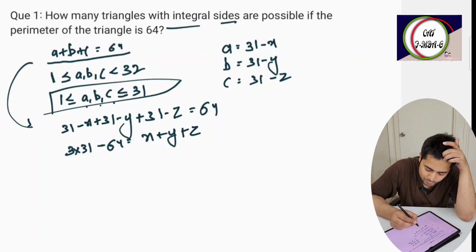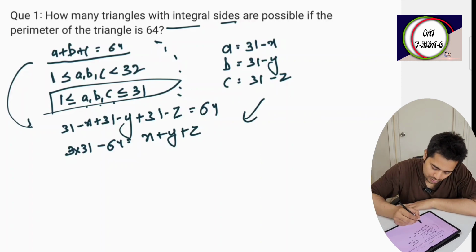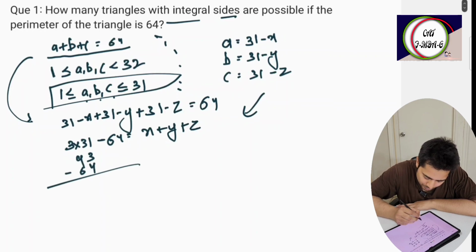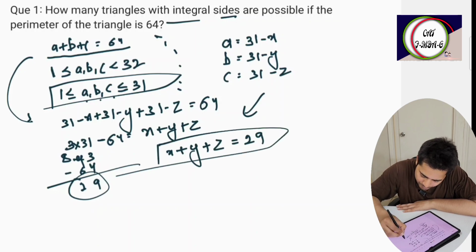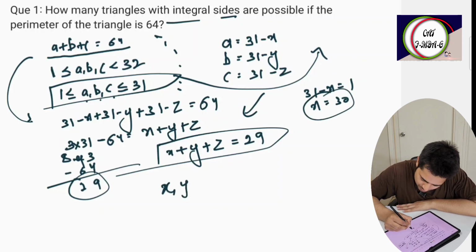Once you are used to solving these kinds of questions, you do not have to write all these steps. You can directly come to X, Y, Z. So 3 times 31 is 93, and 93 minus 64 is 29. So X plus Y plus Z is equal to 29. And use it here also: 31 minus X is equal to 1, so X is equal to 30. So X, Y, Z range from 0 to 30.